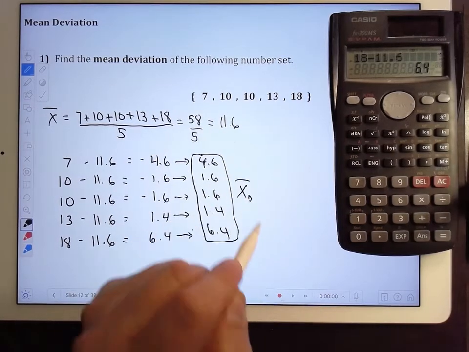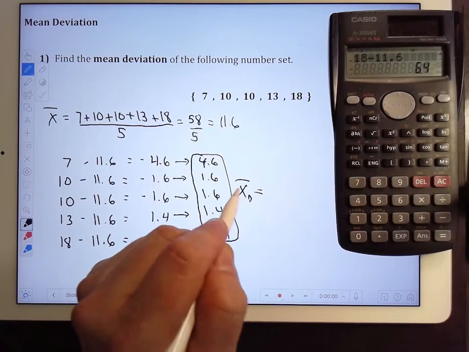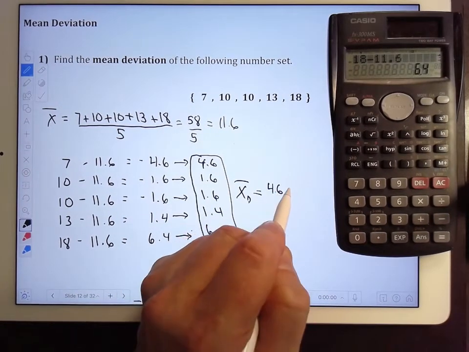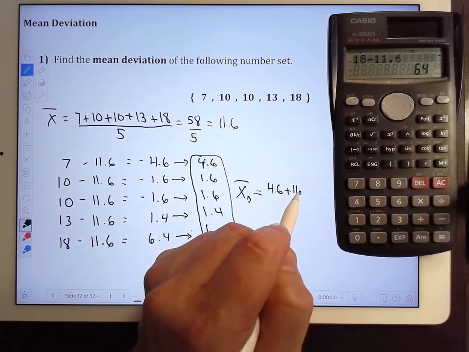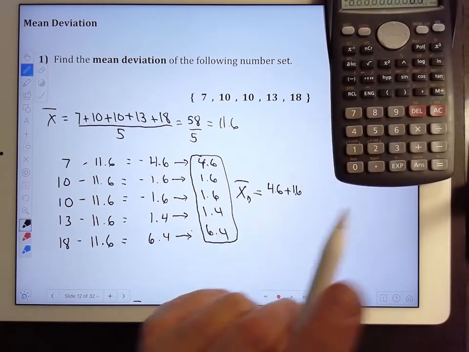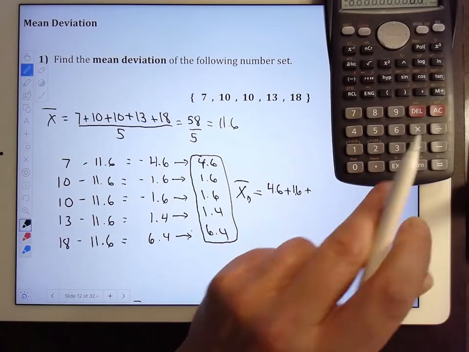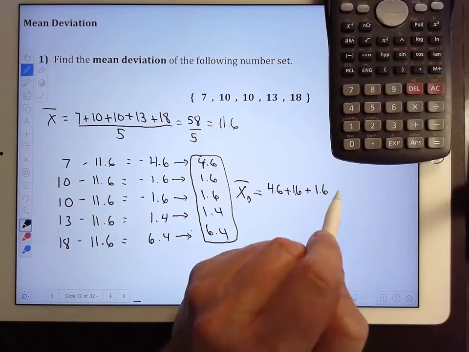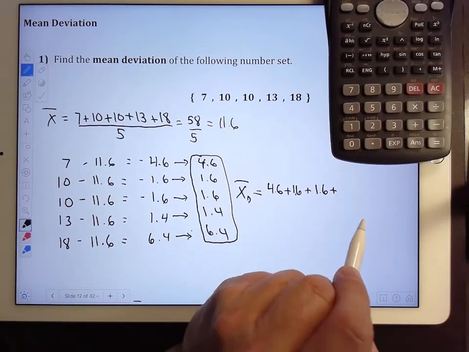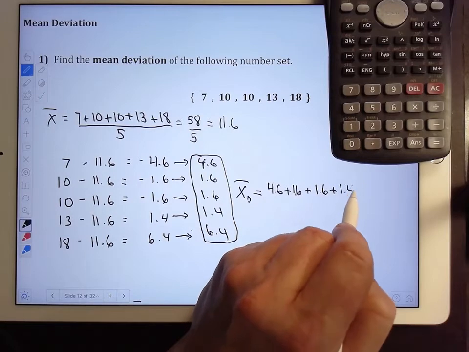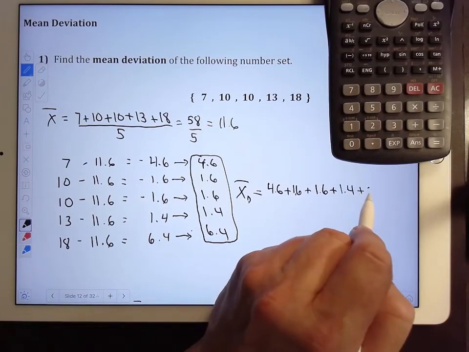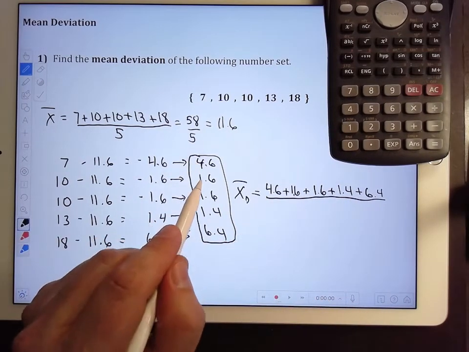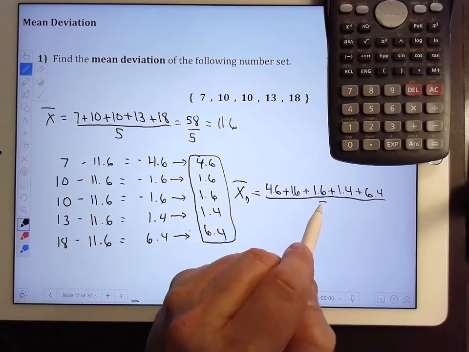So we're going to get the mean deviation, which is the x with the bar over it and the letter D there in the corner. That will be equal to 4.6 plus 1.6. I'll move my calculator out of the way just for a second here. Plus 1.6 plus 1.4 plus 6.4. And then I have to divide that by 1, 2, 3, 4, 5.